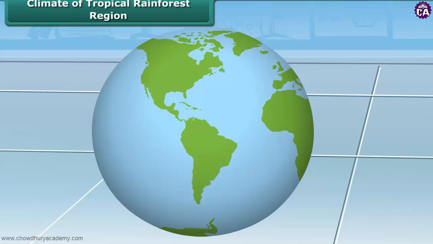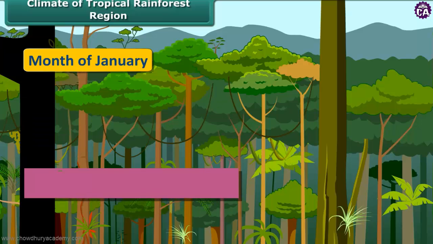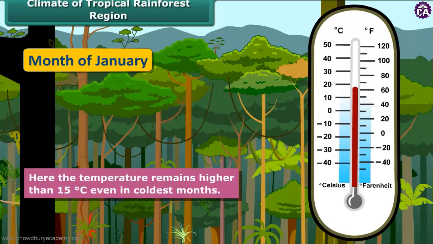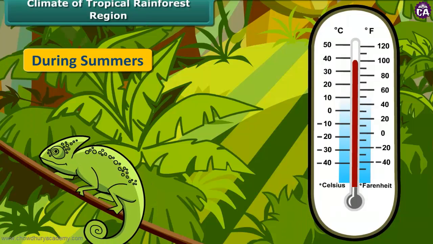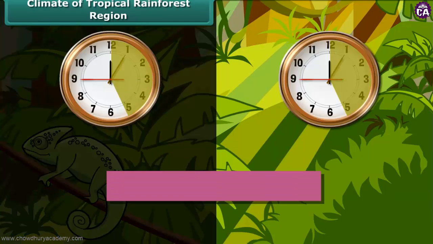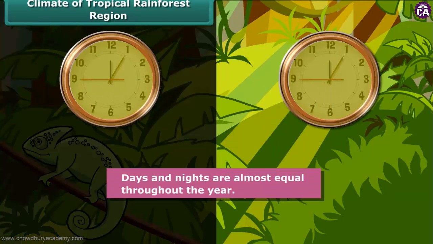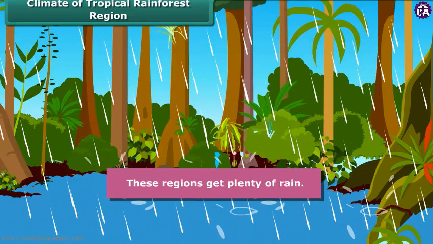The tropical region generally has a hot climate, being closer to equator. Even in the coldest month, the temperature is generally higher than 15 degrees Celsius. During summers, temperature may cross 40 degrees Celsius. Days and nights are almost equal in length throughout the year. These regions get plenty of rainfall.